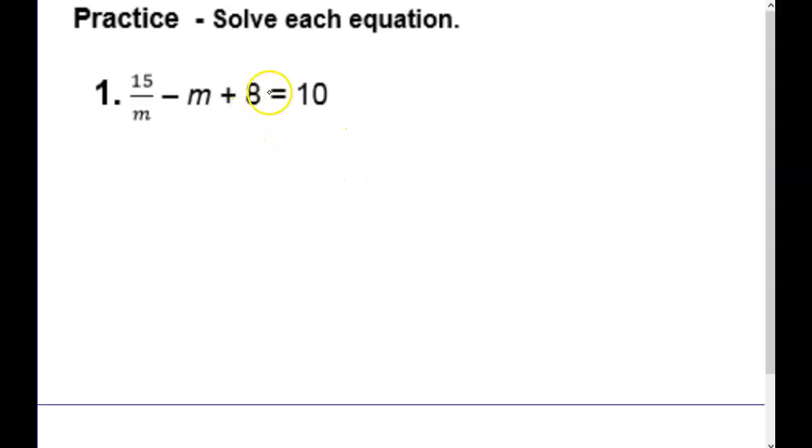Now, we could subtract the 8 over to this side first. What do you want to do here, guys? Anybody care? I'm just going to leave it as it's written then. We have a 15 over m minus an m plus 8 equals 10. And we're going to multiply all the way through, each term, by the denominator of m.